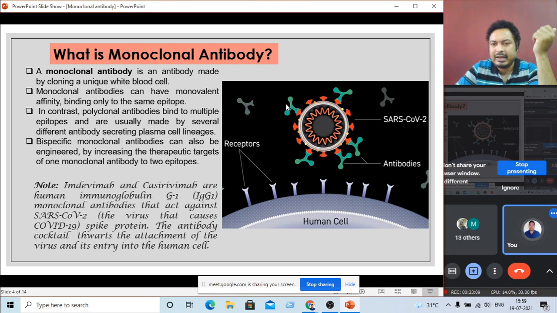They can bind to the spike protein directly. When these spike proteins are bound by the monoclonal antibody, then this virus cannot bind to the human cell receptors, because spike proteins are the receptors, and these receptors are blocked by the monoclonal antibodies. These antibodies can block the spike protein.